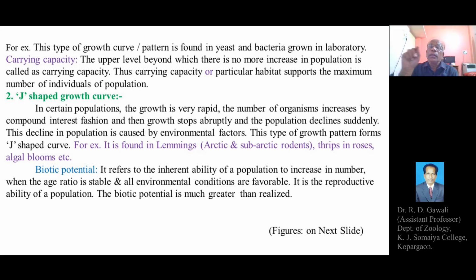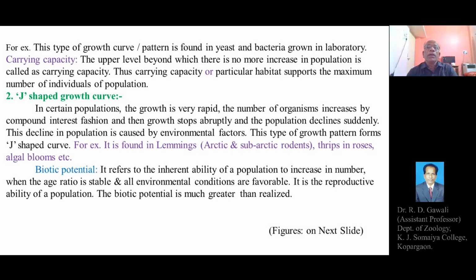Means every habitat or environmental component of the particular region, may be terrestrial, aquatic, or forest, will have a definite potential, and it can provide support to only a definite maximum number of individuals of the population.